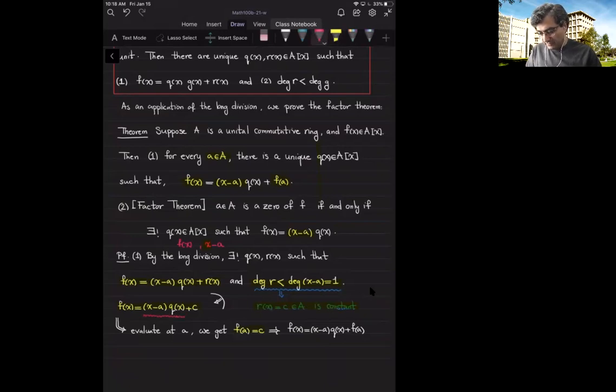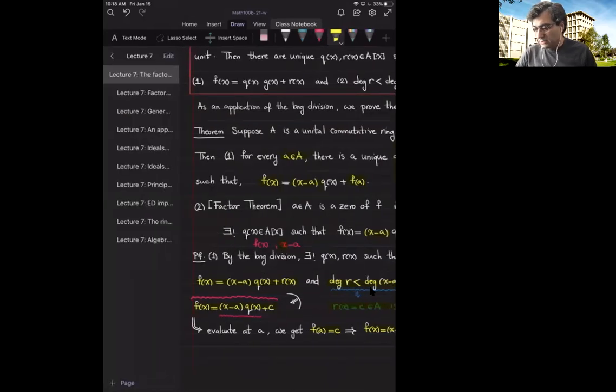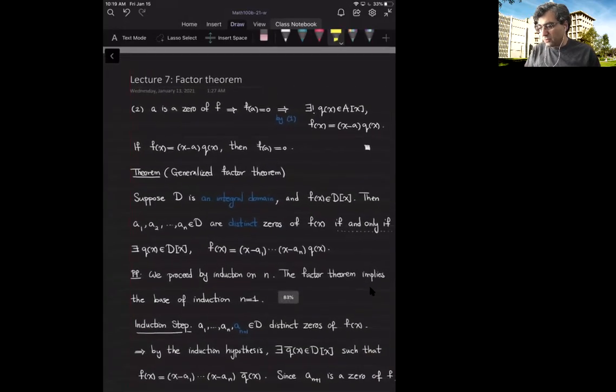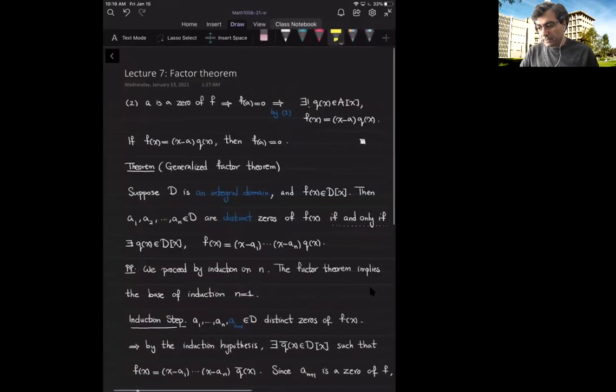Which means f of x, going back to this equation, and we plug in that c is f of a, and we get the desired equality, meaning f of x is x minus a times the quotient q of x plus the value of f at a. Now, automatically, as I've explained already, we deduce that a is a zero of this polynomial f.